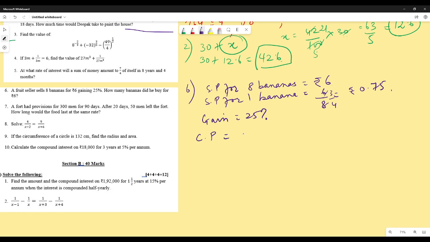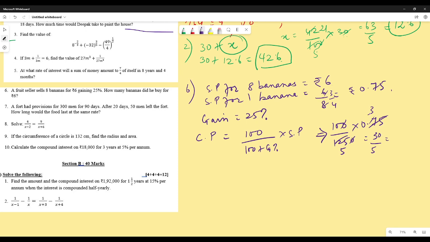You remember the formula for cost price? When you know the gain or loss percent and the SP, it is 100 by 100 plus gain percent into SP. So this becomes 100 by 125 into 0.75, right? So we take that up. This is 3, this is 5. So 30 by 5, that makes it 3 by 5.